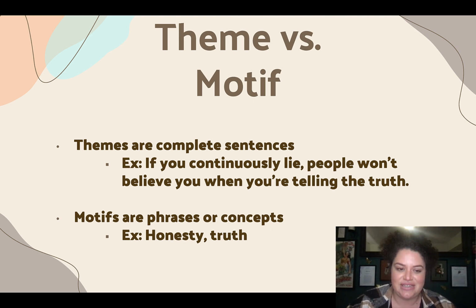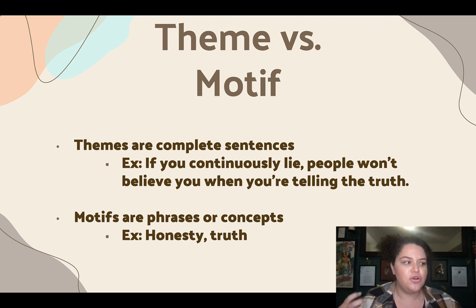It's a complete sentence. Motifs, on the other hand, are short phrases, like a word or a concept. So honesty, truth. The little boy who cried wolf, that story is about honesty. It is about truth, right? It's about being reliable. But again, those aren't complete sentences, so that would be considered a motif. So again, themes are complete sentences. Motifs are just short little phrases or abstract concepts.